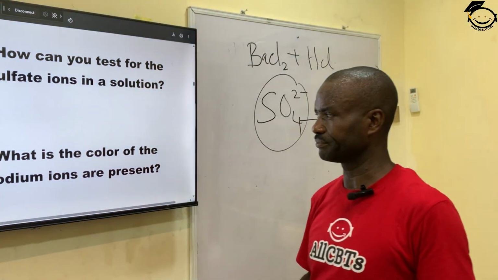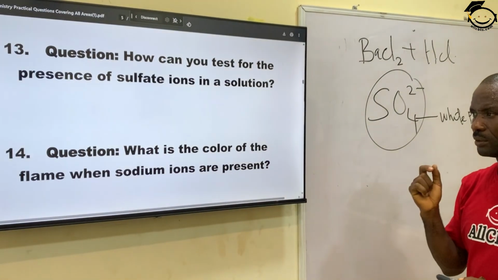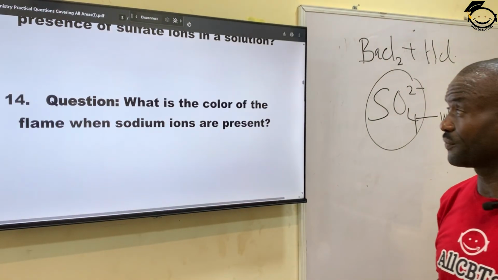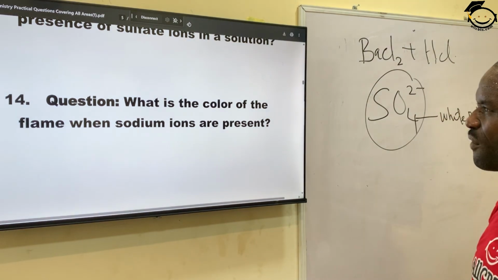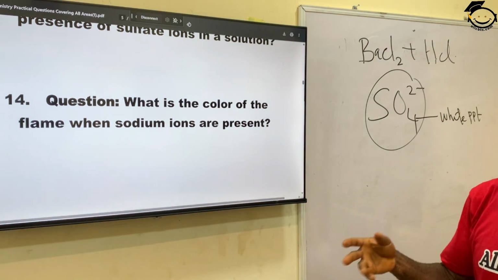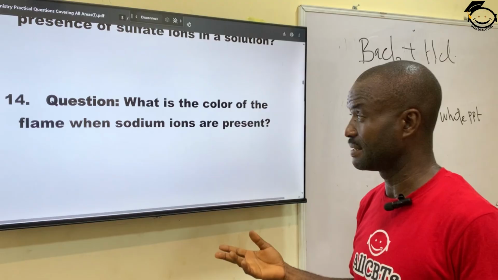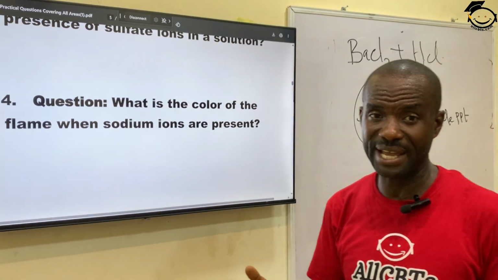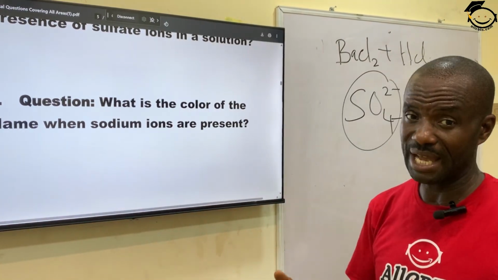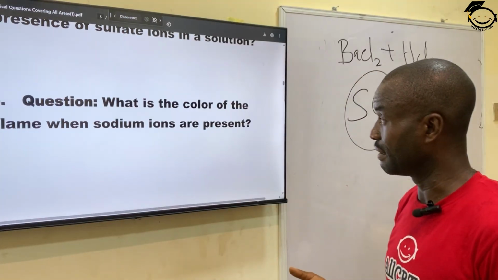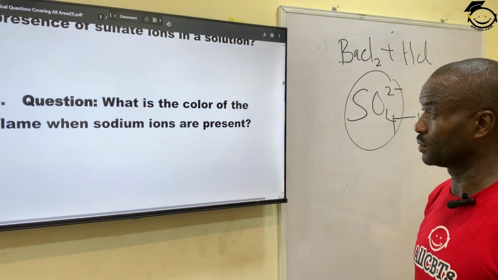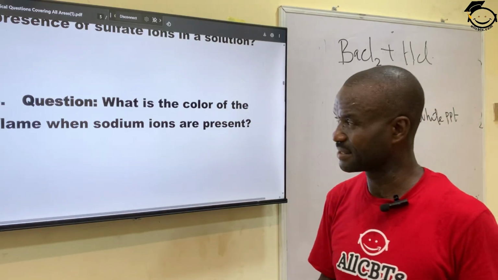Question 14 says, what is the color of the flame? This we say is the flame test. The flame test is used for identifying cations. Cations are metallic elements in solution. You want to identify the metal in solution.